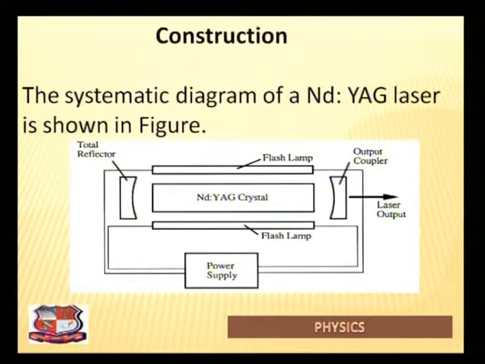Here you can see the construction, or circuit diagram, of an Nd-YAG laser. There are two mirrors, a total reflector and an output reflector. In the middle there is the Nd-YAG crystal, and on the upper and lower sides of the Nd-YAG crystal there is a flash lamp which is directly connected to the power supply, and on the right-hand side is the output of the laser light.